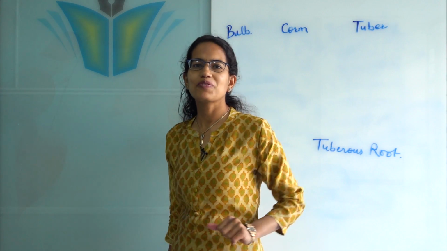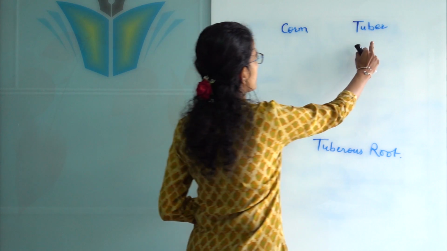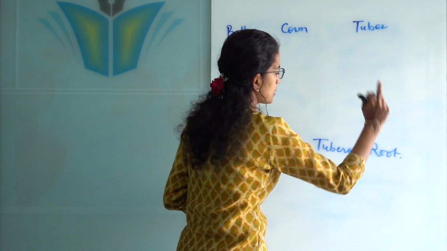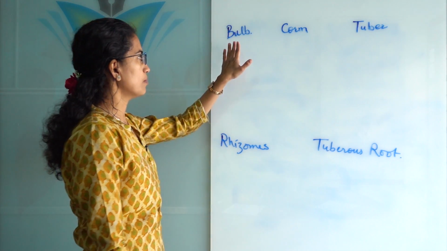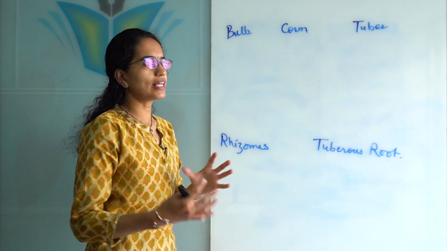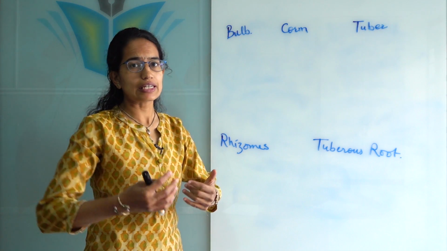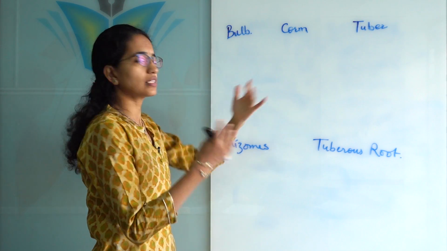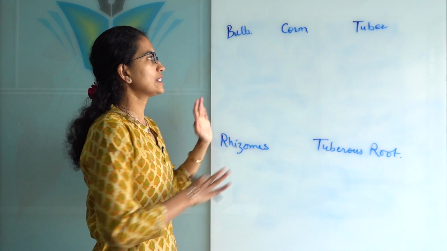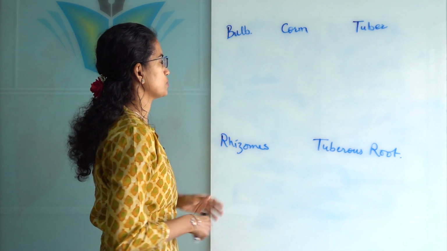In this lecture, we would understand the difference between bulb, corm, tuber, rhizome and tuberous root. Many of the species have commonly confusing terms. For example, corm is sometimes incorrectly used for tuber, and tuber is incorrectly used for rhizome. So in this lecture, we would clarify the major differences so that there is no confusion further.